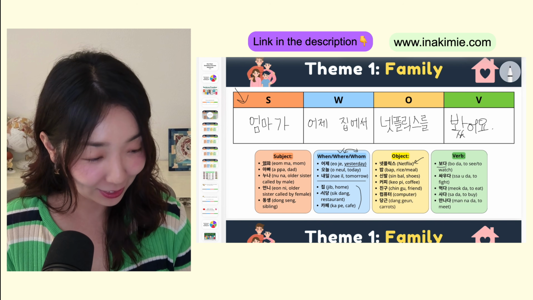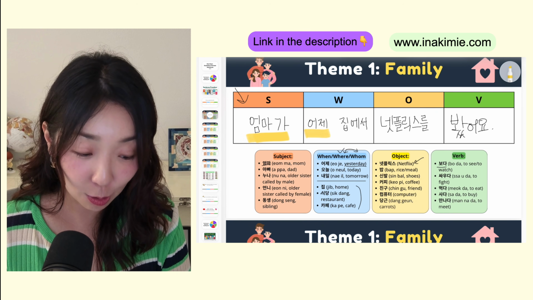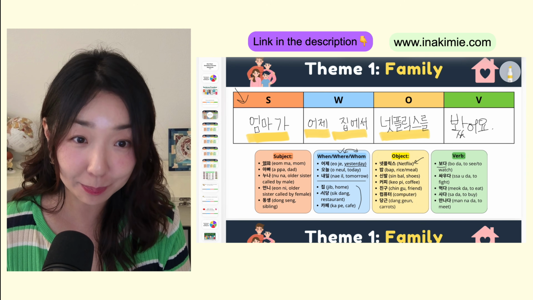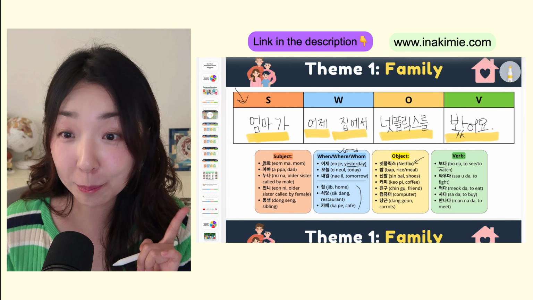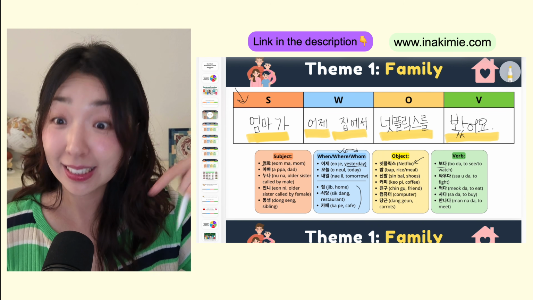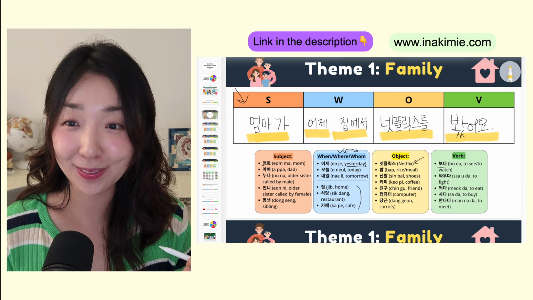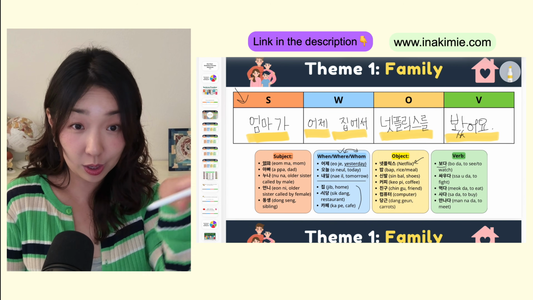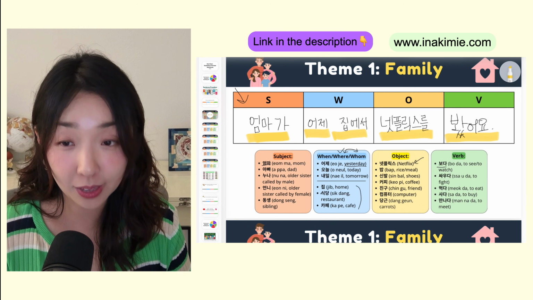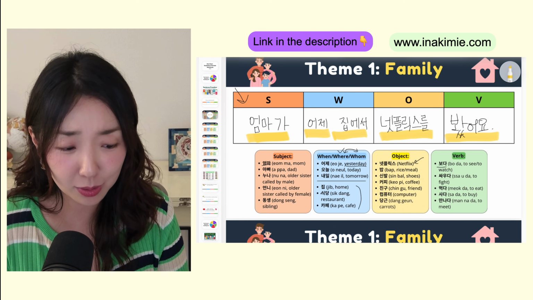Ready? 3, 2, 1. 엄마가 어제 집에서 넷플릭스를 봤어요. One more time. 엄마가 어제 집에서 넷플릭스를 봤어요. So there's your very first sentence, and we just use this chart and some vocab bank. But there are so many other words that we didn't use. What do we do with that?